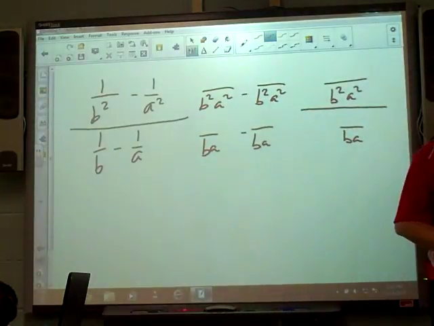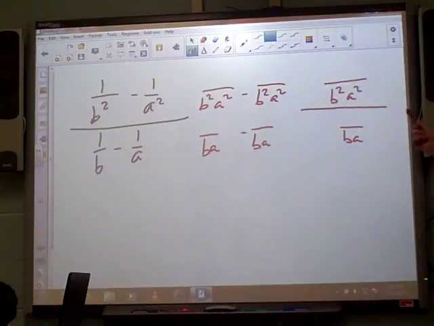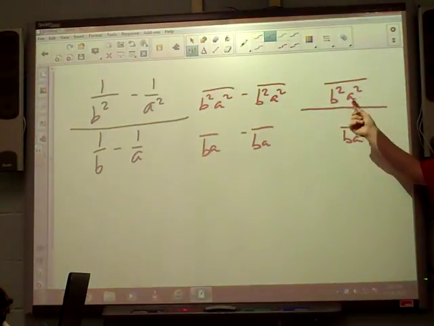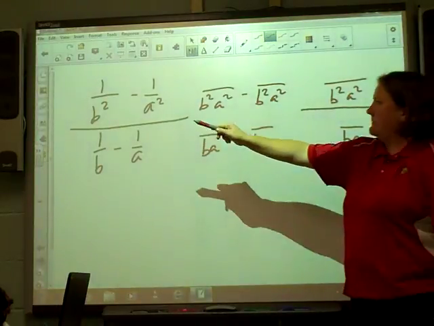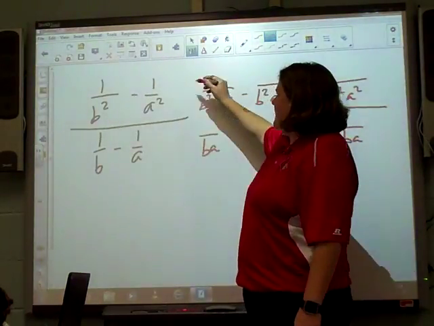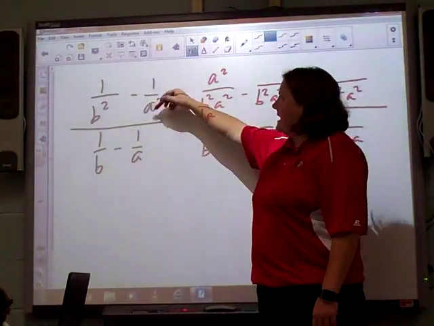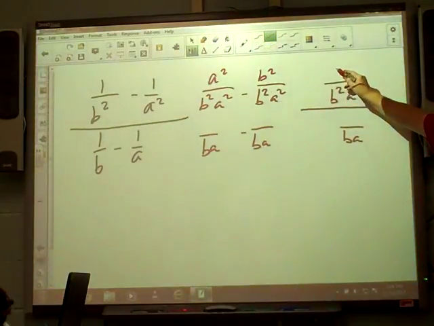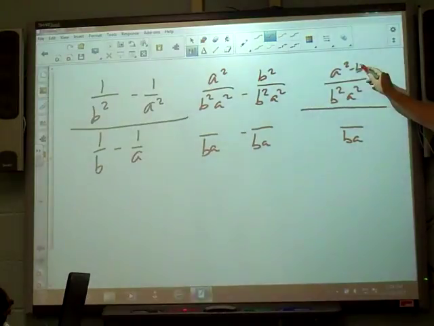Your common denominator on the top piece is going to be b squared times a squared. You alright on that? So this one already had a b squared, so when I multiply it by a squared, it'll be that. This one already had an a squared, multiply it by b squared. So that means this piece would be a squared minus b squared.